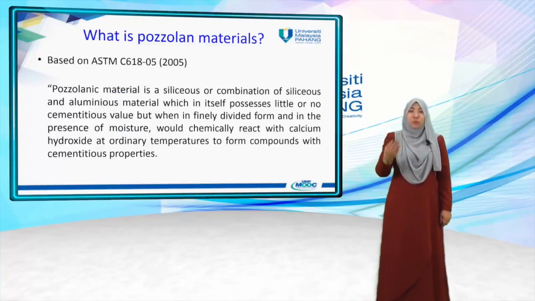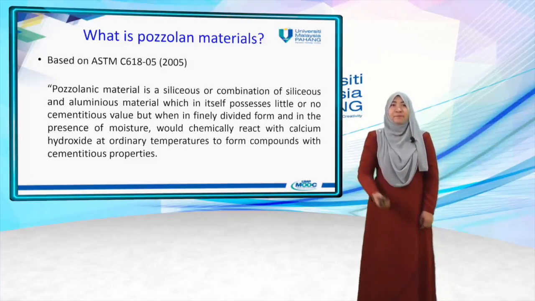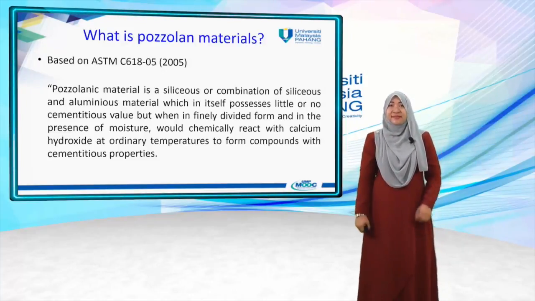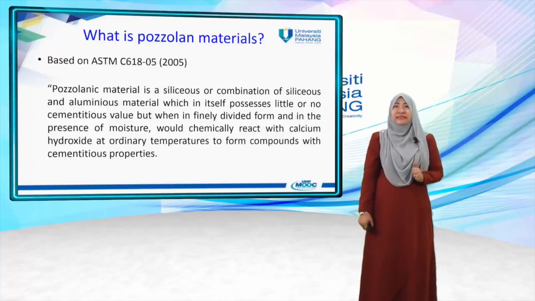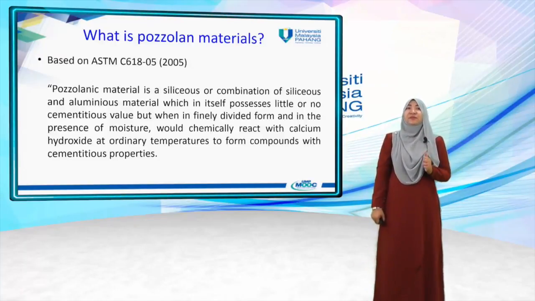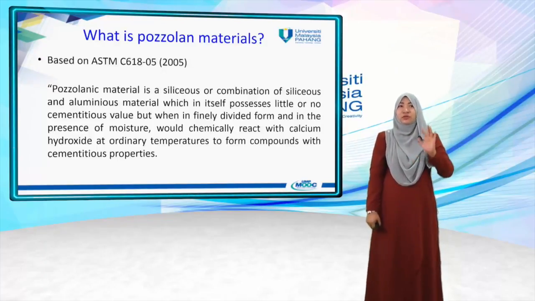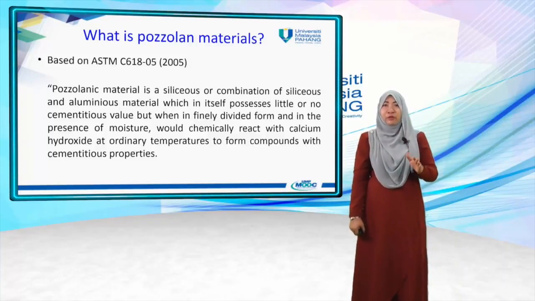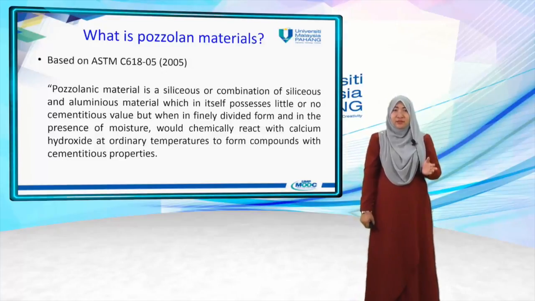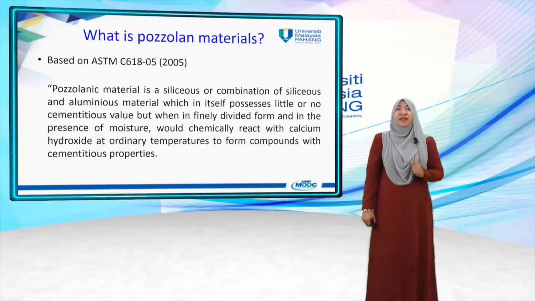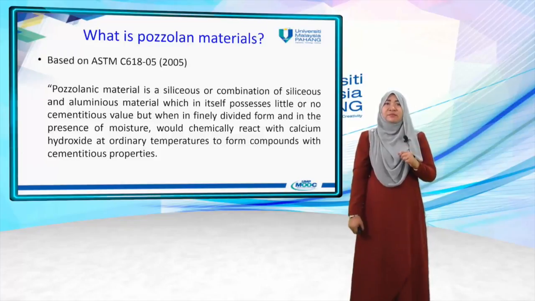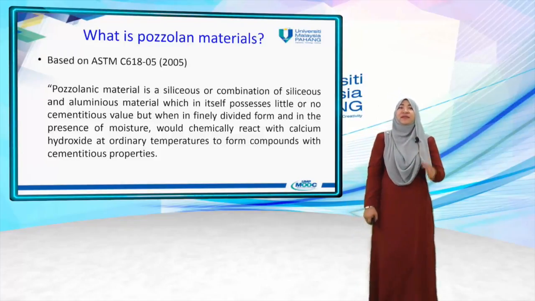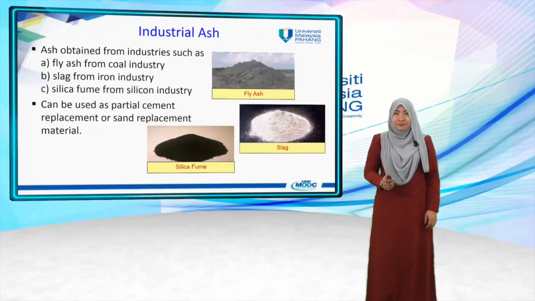Okay, what is the pozzolan material? Based on ASTM C618, a pozzolanic material is a siliceous or combination of siliceous and aluminous material which in itself possesses little or no cementitious value, but in finely divided form and in the presence of moisture would chemically react with calcium hydroxide at ordinary temperature to form compounds with cementitious properties.